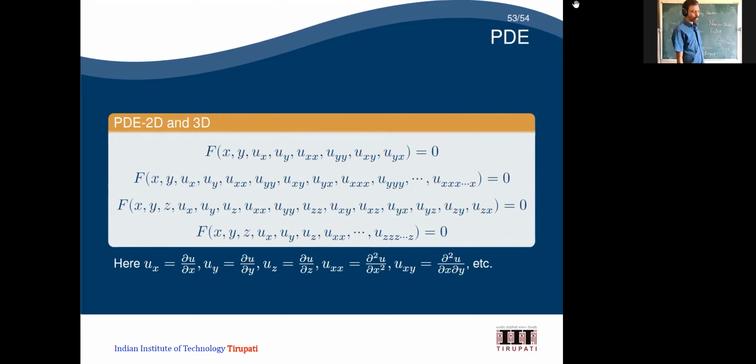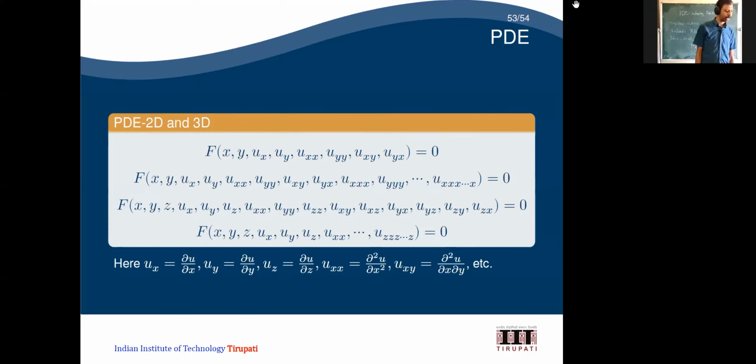What I have shown in the first equation is the 2D case, second order: f of x comma y comma ux comma uy comma uxx, uyy, uxy, uyx. If at least one of these second order derivative coefficients uxx, uyy, uxy, uyx is non-zero, then it will become a second order PDE. If all these coefficients become 0, then that becomes a first order PDE.